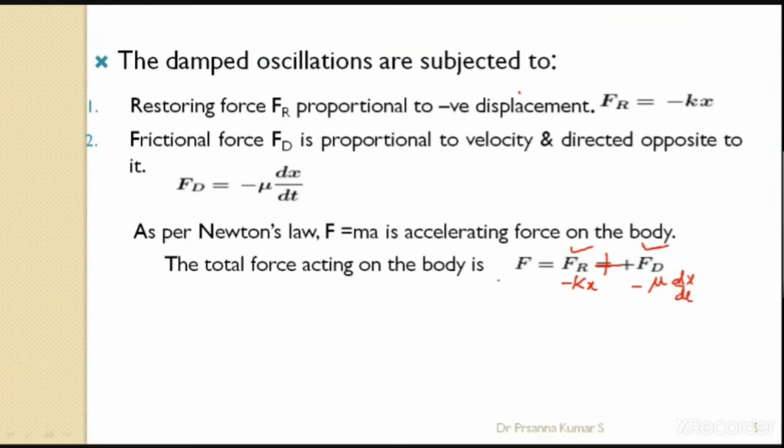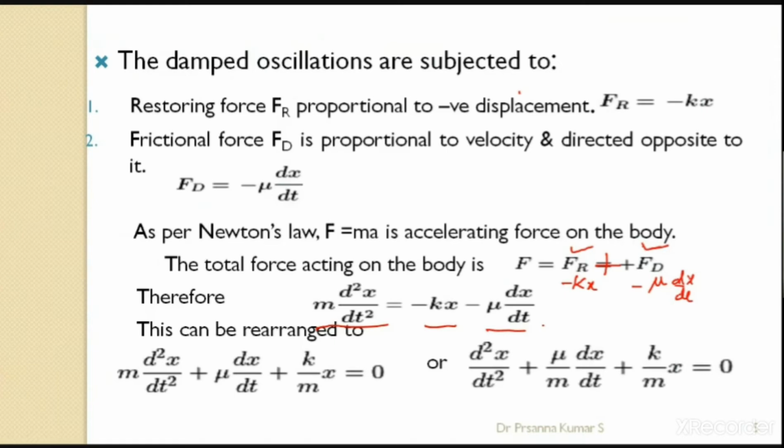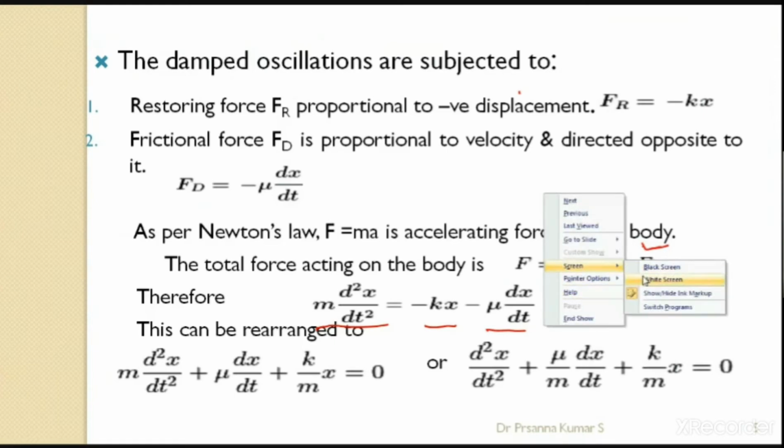This is m d square x by dt square. Therefore, this is written as m d square x by dt square. This is Fr, and this is Fd. This can be arranged into these expressions. Finally, you can get this. Okay. I'll use this screen and I'll explain this further.